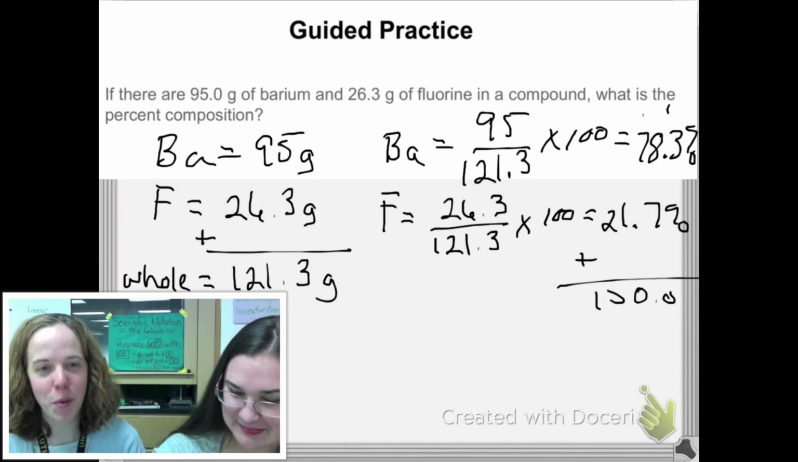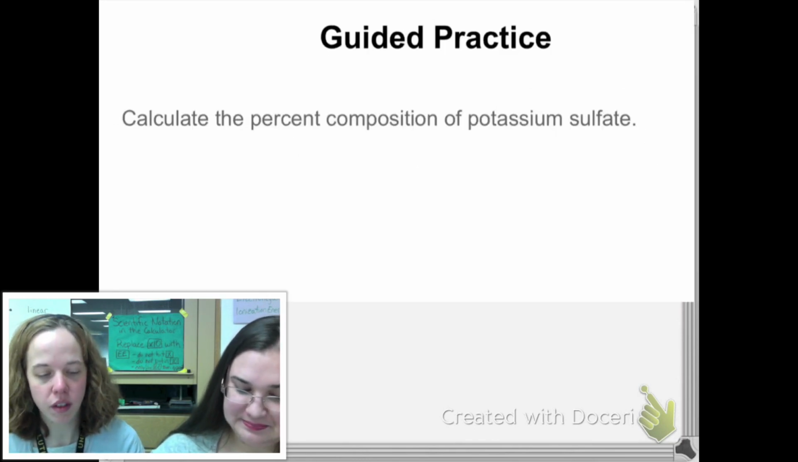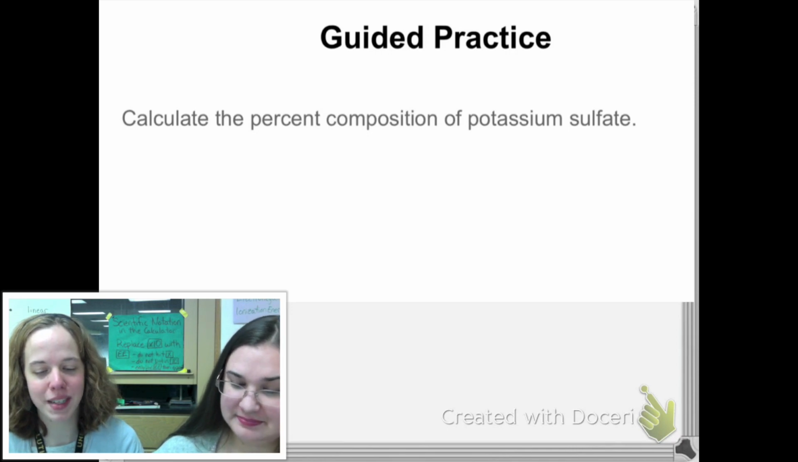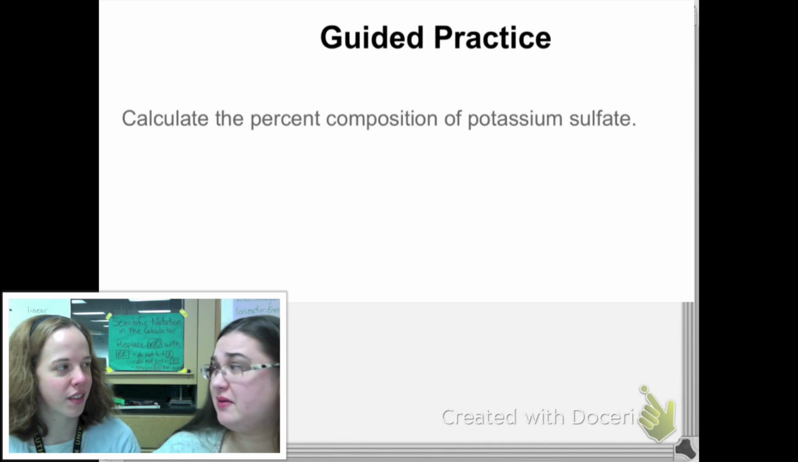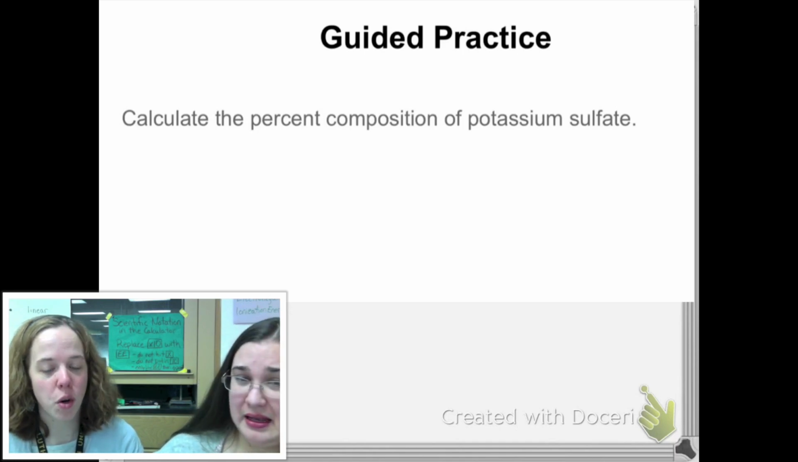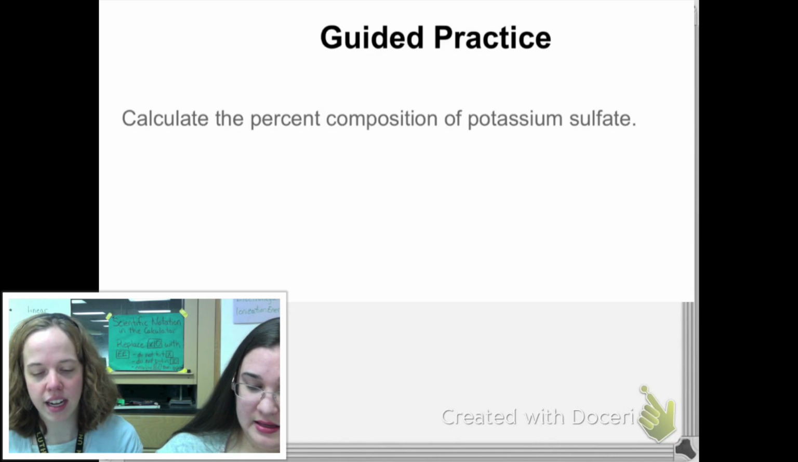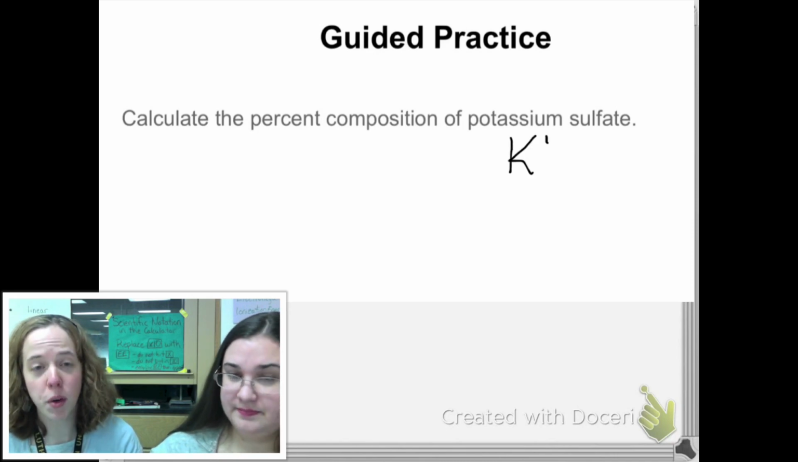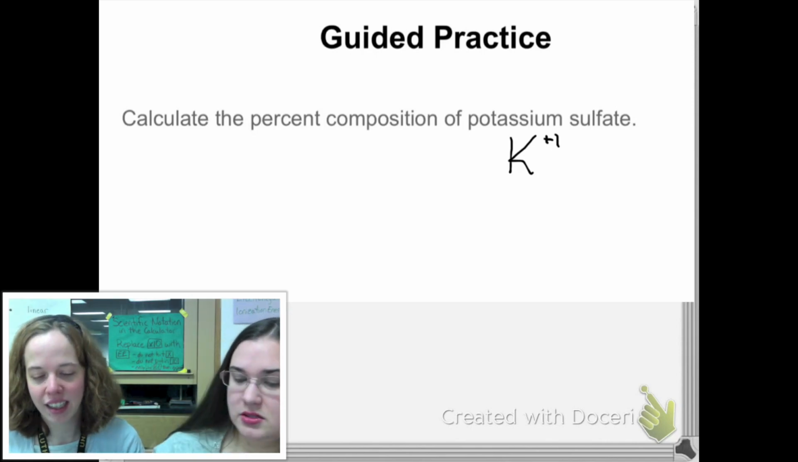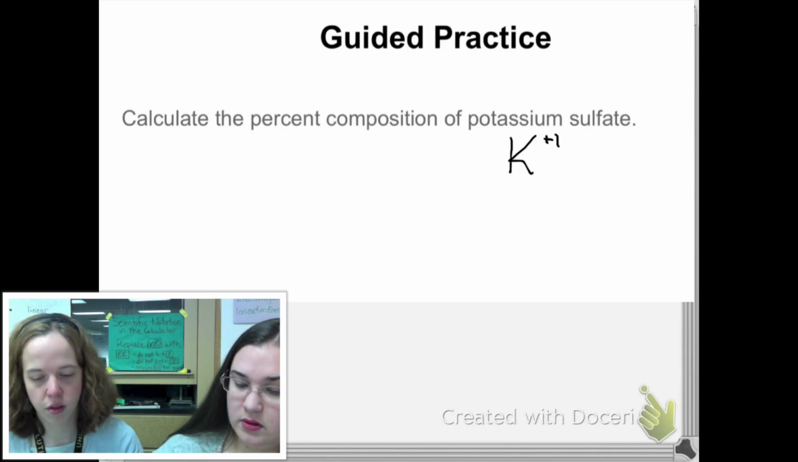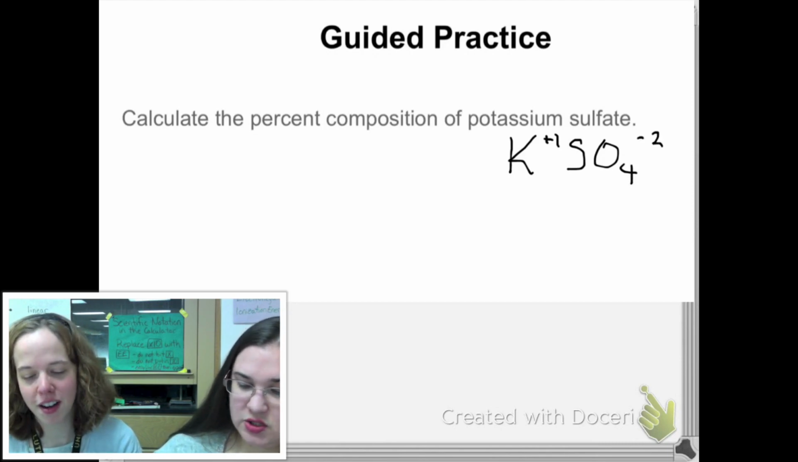All right, so let's try one more guided practice problem together. Last one. Calculate the percent composition of potassium sulfate. This one's mean, because what are we going to have to do first? We have to write our formula. So potassium is K, and it has what kind of charge? Plus 1. And then sulfate, we're going to look up on our polyatomic ion page because it ends in "ate" and not "ide." So that is SO4, with a -2 charge, yep. And what do we do with the charges? We crisscross.